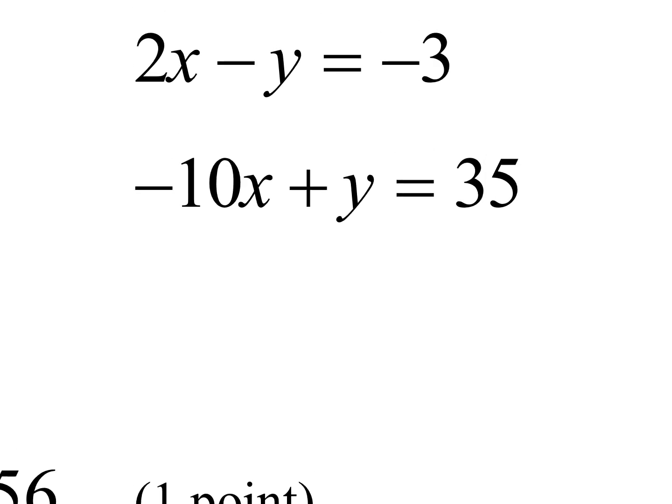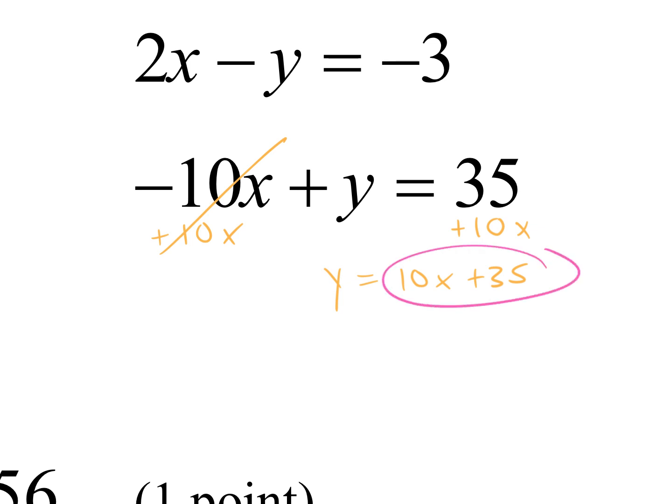What would I have to move to make my second equation y equals? The -10x. So I would add 10x to move it to the other side. So now I have y equals 10x plus 35. And if you said 35 plus 10x, that works too. The order doesn't matter. So now that I have y equals, I could take what y is equal to and do what with it? Plug it in. So I would take it and plug it into the y.